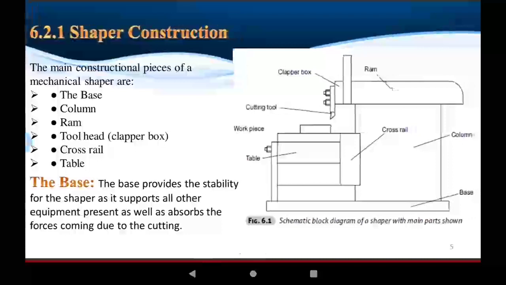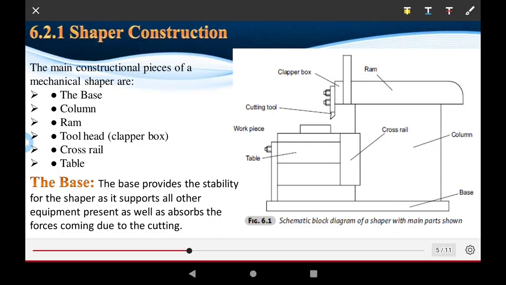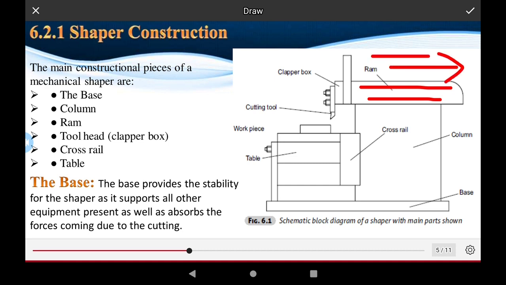Now the construction of the mechanical shaper machine. The machine has several components. This is the ram of the machine. The ram has a reciprocating motion, forward and backward. This is the forward motion and this is the backward motion. This is the tool post, and this is the clapper box.